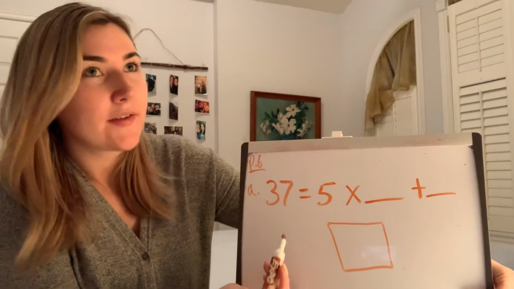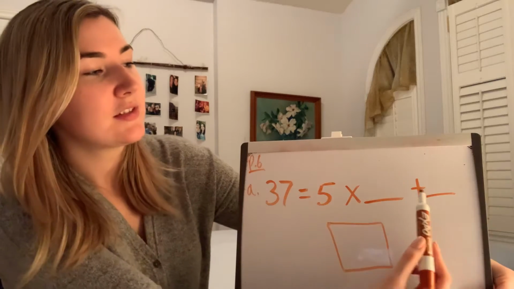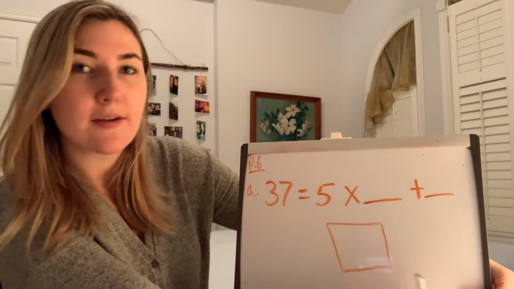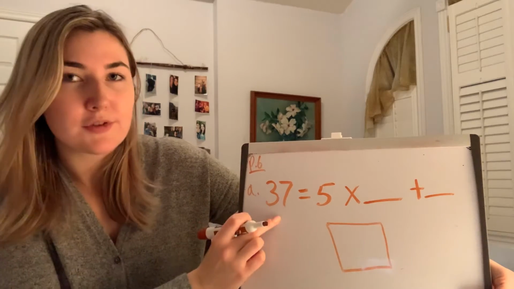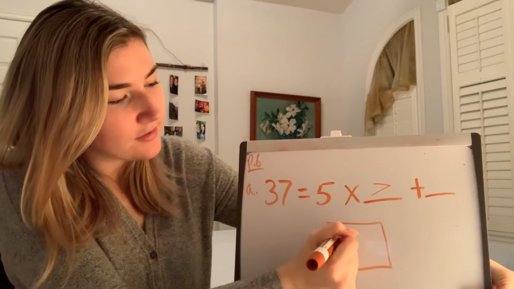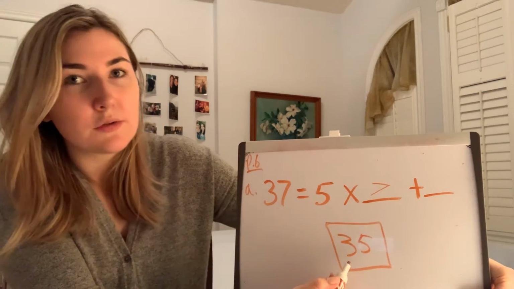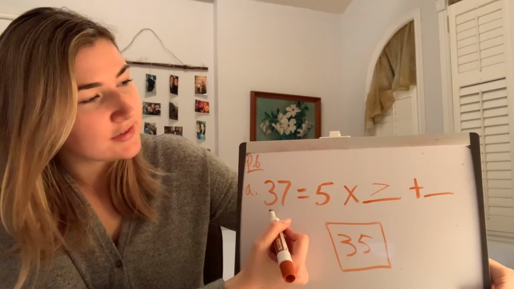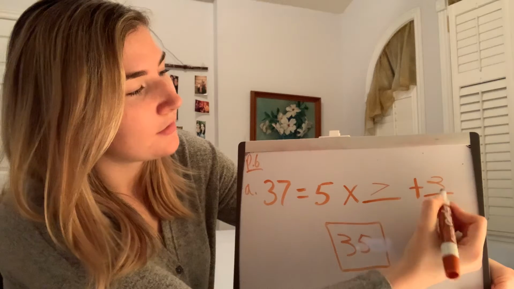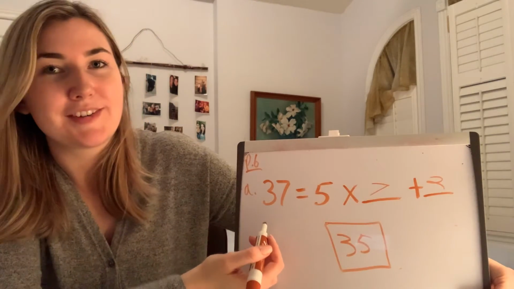So I know 5 times 8 is 40, so that's really close, but it's too much because we still need to add a number. So I'll go to one number down. We have 5 times 7, which equals 35, which is very close to 37. I think that's a match. 5 times 7 equals 35. Now what do we have to do to get from 35 to 37? We need to add 2, and we'll show that here. So we have 5 times 7 plus 2 equals 37.